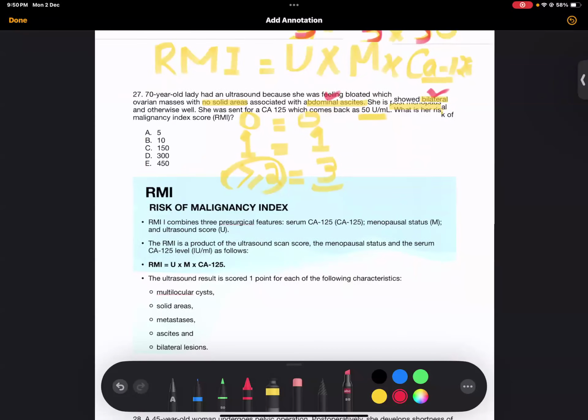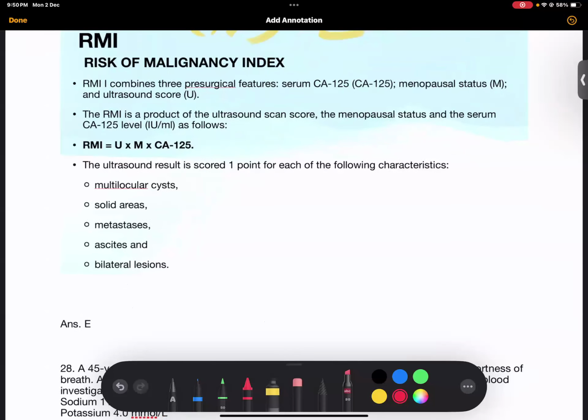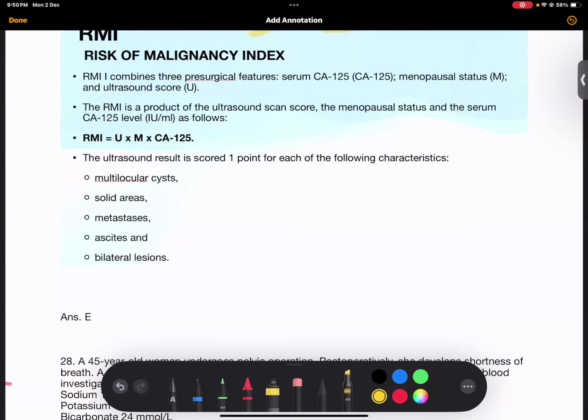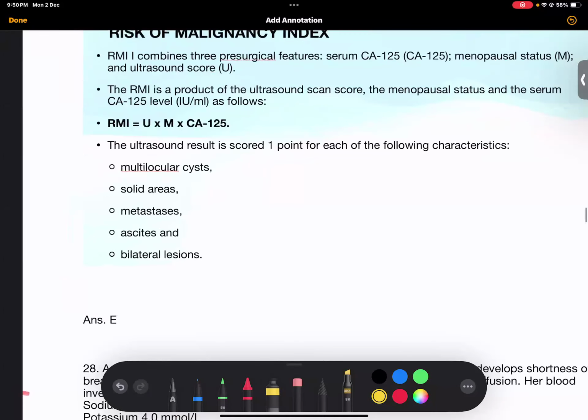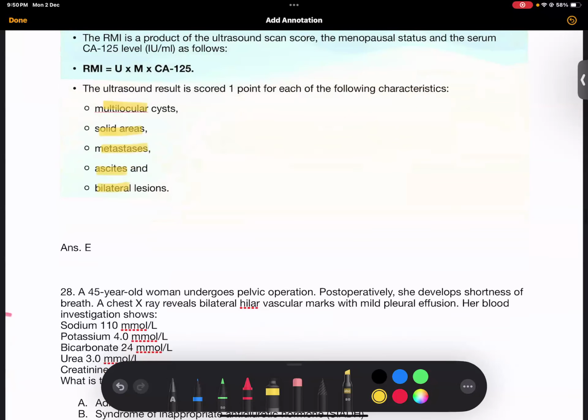Okay, so we have discussed these 5 features of ultrasound from which you select: multilocular, then solid areas, metastasis, ascites, and bilateral lesions. These are the 5 points.